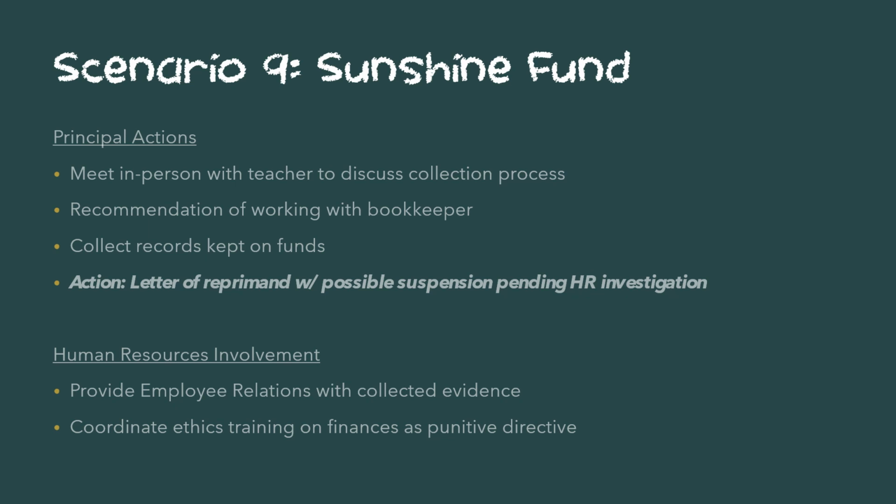So involving human resources would include contacting employee relations with the collected evidence so they can investigate the matter further. And then lastly, coordinating additional ethics training on finances as a punitive directive, either for her return if a suspension is given, or for her knowledge if she's not suspended, but for future reference of making sure that she is managing finances properly if that is a role that she was ever to be given again.